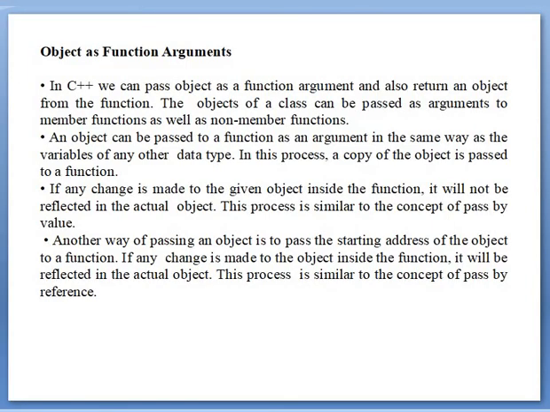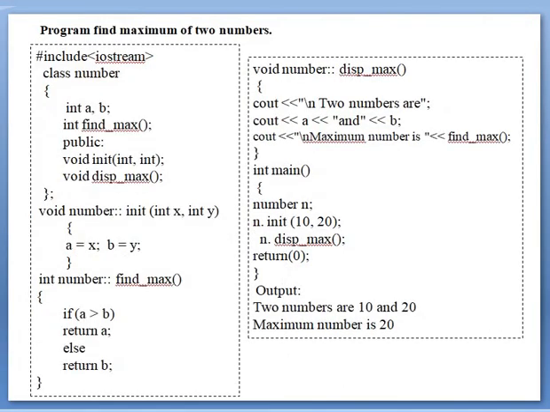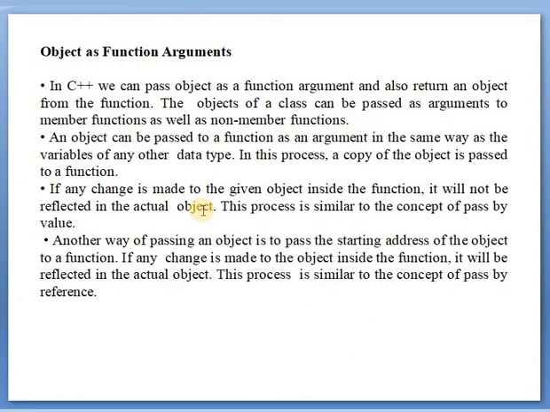Now we will see the object as function argument. You know that when we write a function, we can write it with arguments and without arguments also. We can pass an argument to the function if we need. So in a function we can pass an object as an argument. Just like in the previous example, we are passing integer x and integer y as arguments of that function. These are variables. Like that, we can pass the object of the class here. Then it is known as object as function argument.